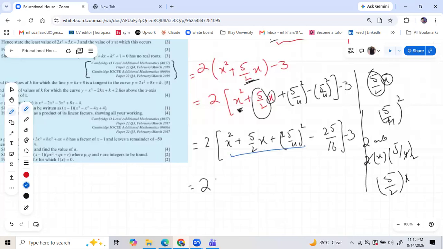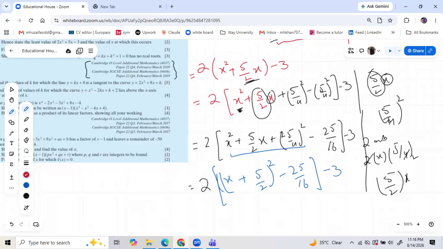Can I write it? This is x plus 5 over 2 of whole square, and this is as it is 25 by 16, and this is minus of 3. Look at back to check it.